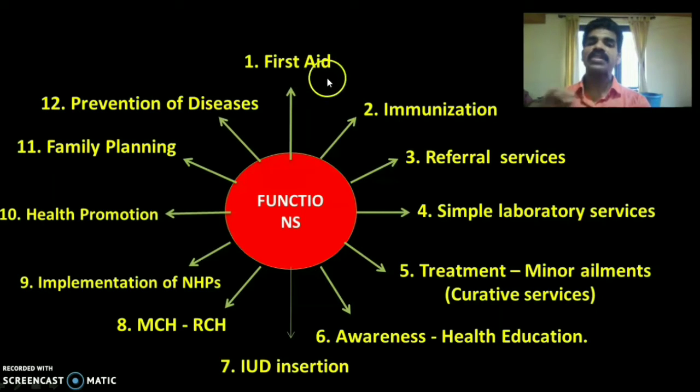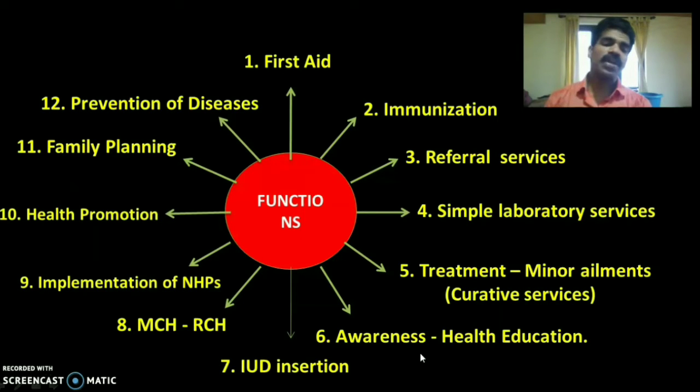First is rendering first aid services to the public and universal immunization, that is immunization. Then making referral services whenever necessary, either to the primary health center or to the community health center. Then providing or conducting simple laboratory services like urine sugar test, blood sugar monitoring, etc. Then treatment for minor ailments, that comes under curative services of the subcenter, such as fever, diarrhea, cough, etc.